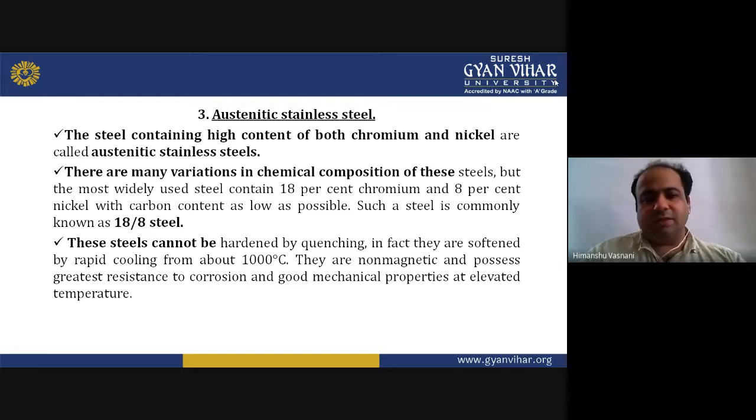Now these steels cannot be hardened by quenching. In fact, they are softened by rapid cooling from about 1000 degrees centigrade. They are non-magnetic and possess greater resistance to corrosion, and good mechanical properties at elevated temperature. So these austenitic stainless steels have their own properties, with the combination known as 18/8 steel, that is 18% chromium and 8% nickel with carbon content as low as possible. They are non-magnetic, have great resistance to corrosion, and good mechanical properties at elevated temperatures.